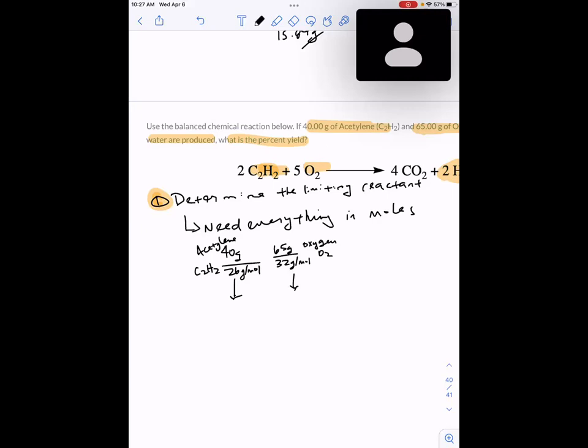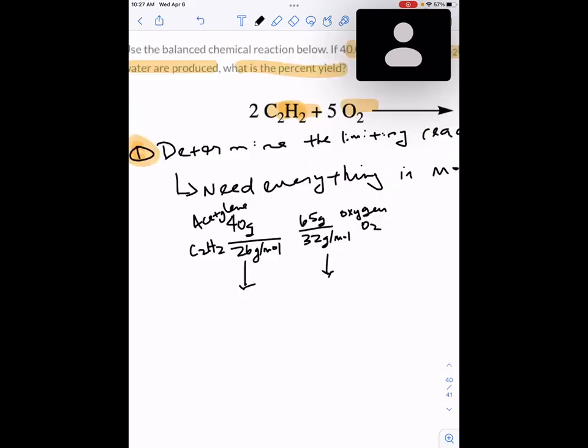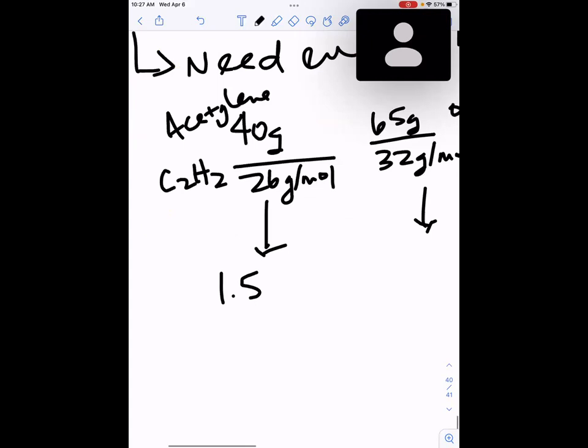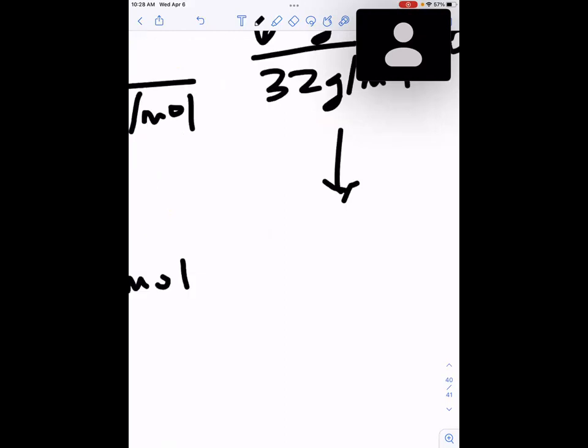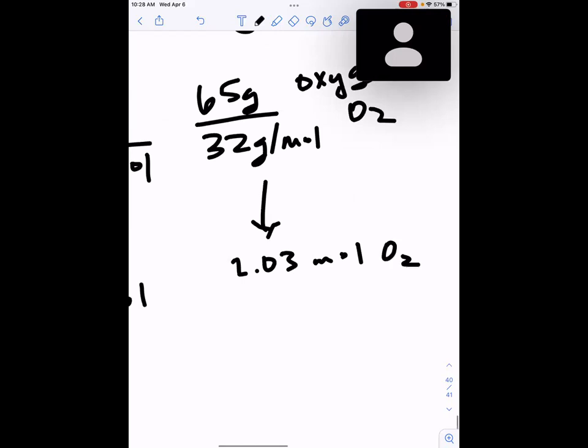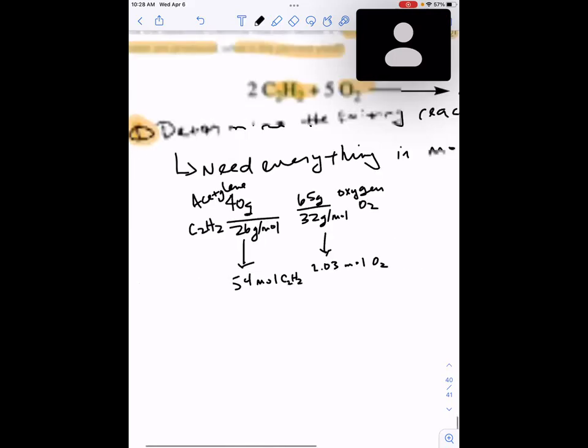Oxygen is going to be somewhere around 0.5 or somewhere like that. For acetylene, I got 1.54. Okay. And how much for oxygen? Should not be 0.5, it should be 2 point something, or 1.9 something. I got 2.03. So 2.03 moles of O2, and this is C2H2. All right, everybody following so far?